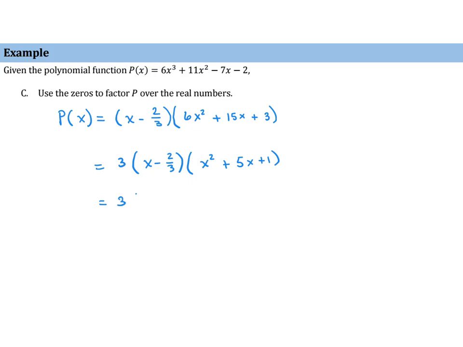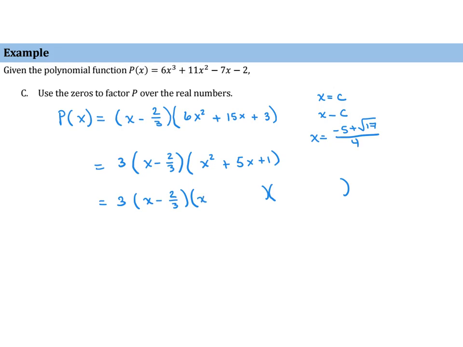So we have 3 times x minus 2/3. And then x squared plus 5x plus 1 did not factor beyond this as linear factors like we traditionally do, but we do know that if x equals c is a 0, then x minus c is a factor. So we had x equals negative 5 plus the square root of 17 over 4.